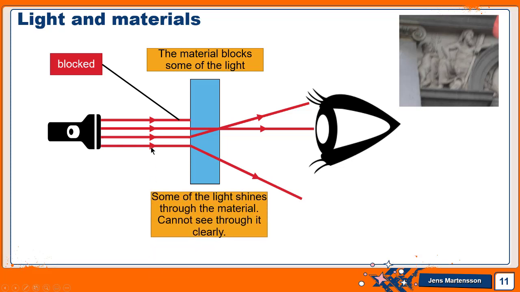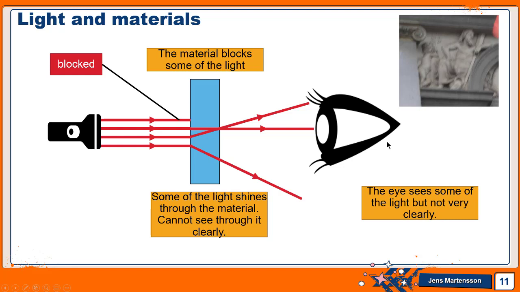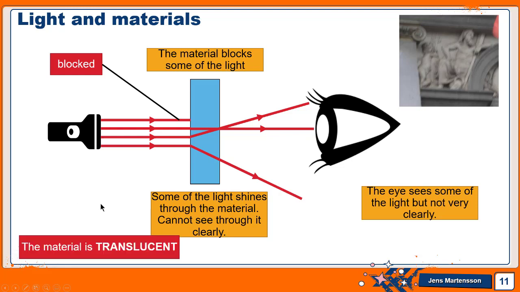So some of the light shines through the material, and when we look at this, we cannot see through it clearly. So the image is a bit distorted. It's a bit like this. We can't see very clearly. So the eye sees some of the light, but not very clearly. It's sort of blurred. So we say that this material is almost transparent because a lot of light does go through, or some of the light goes through, but not all the light. So we say that this material is translucent.